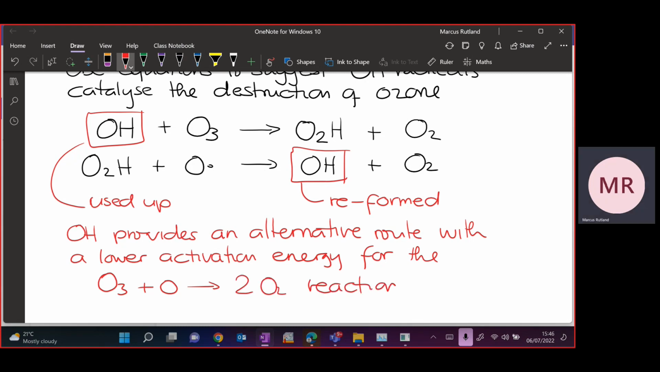So it doesn't matter what the radical is. You just map it in exactly the same as the chlorine radical. Everything else is true. You just replace the chlorine radical with whatever that other radical is.